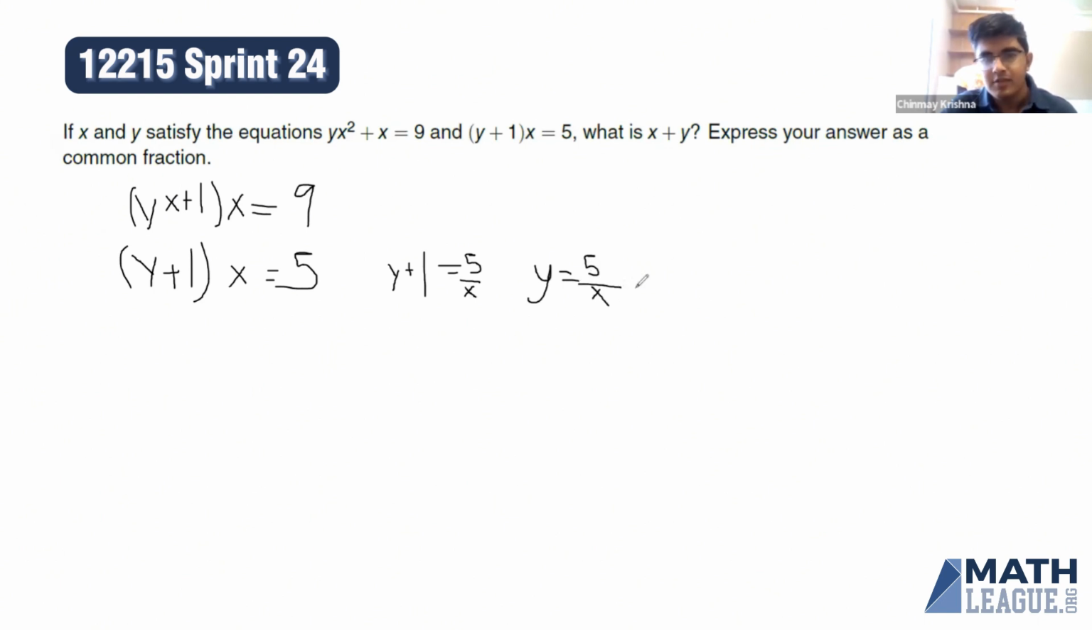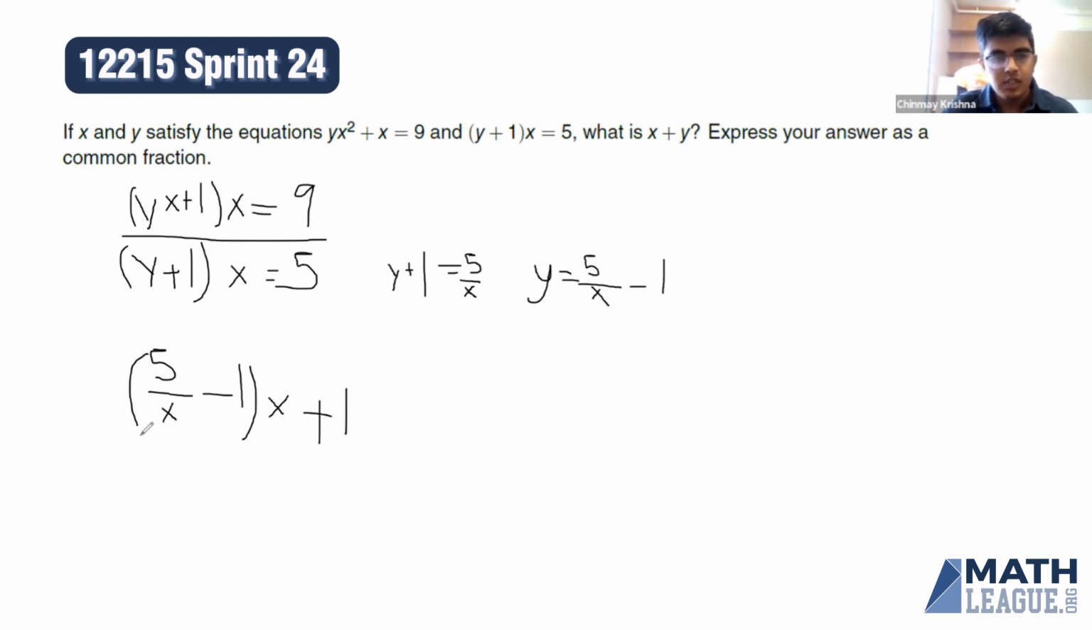And so now that we have y in terms of x, we can substitute that into the other equation right here. If we do that, we'd get (5 divided by x minus 1) times x plus 1, right? And then that times x is equal to 9. So now we can do some simplification here. We have 5 divided by x times x, that's 5. And then negative 1 times x is minus x. So we have 5 minus x plus 1, which is just 6 minus x.